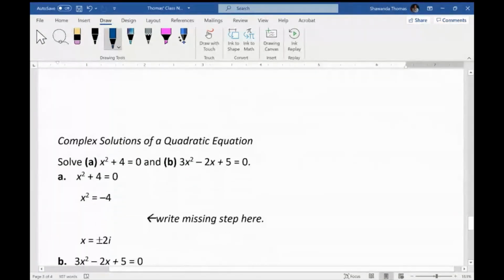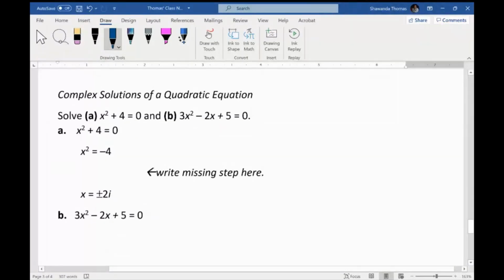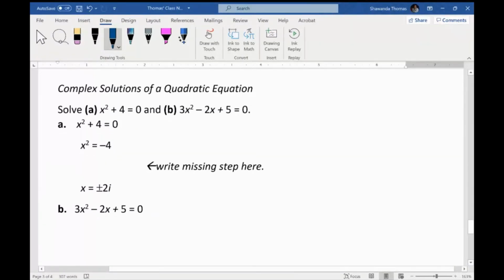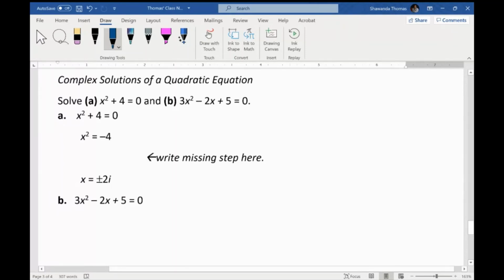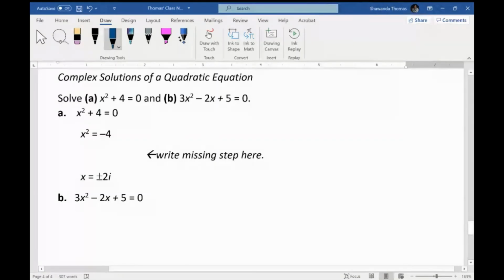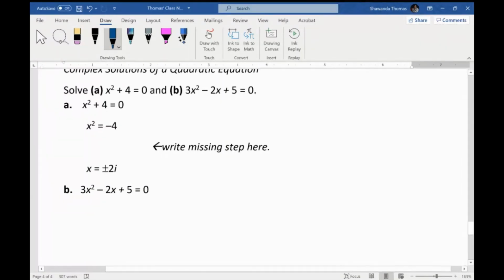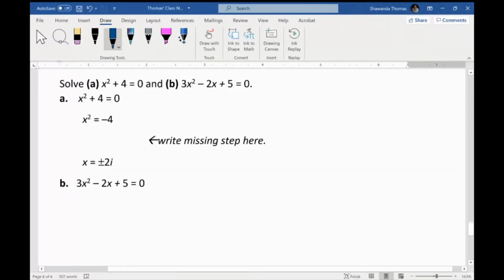All right. Last page. Complex solutions of a quadratic equation. We have solved x squared plus 4 equals 0. Let's try this again. We kind of alluded to it earlier, but if we were solving for x, what would we do first for x squared plus 4 equals 0? Subtract 4 on both sides. Very nice. Subtract 4 from both sides. That's how we get this step.